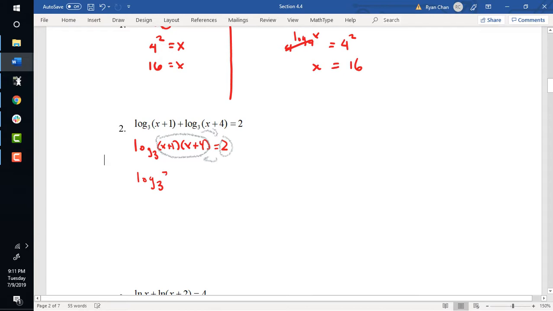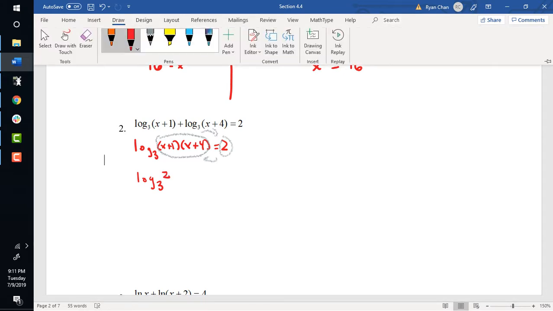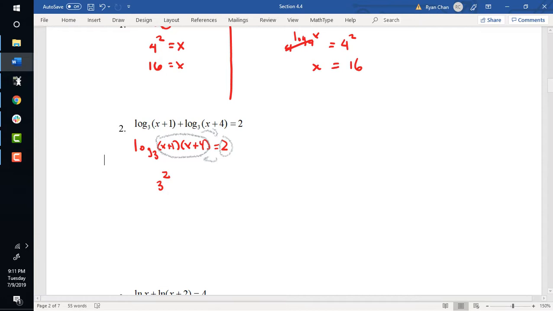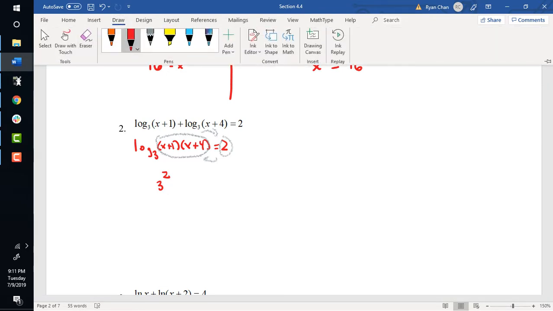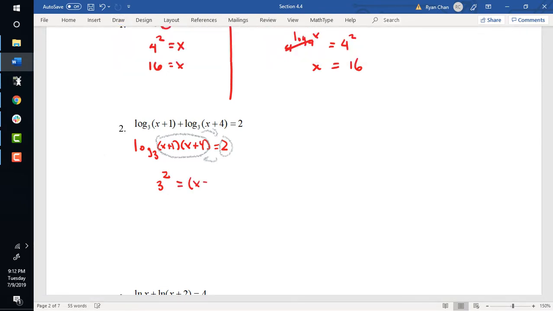Okay? So I have the following here. Sorry, let me erase the log. So when I swap, the log goes away, and I have 3 squared equals x plus 1 times the quantity x plus 4. Okay? So from here on out, this is just a normal mathematical problem. So I have 9 is equal to, and I'm going to distribute. So I have x squared plus 4x plus x plus 4. So I have x squared plus 5x plus 4 is equal to 9.